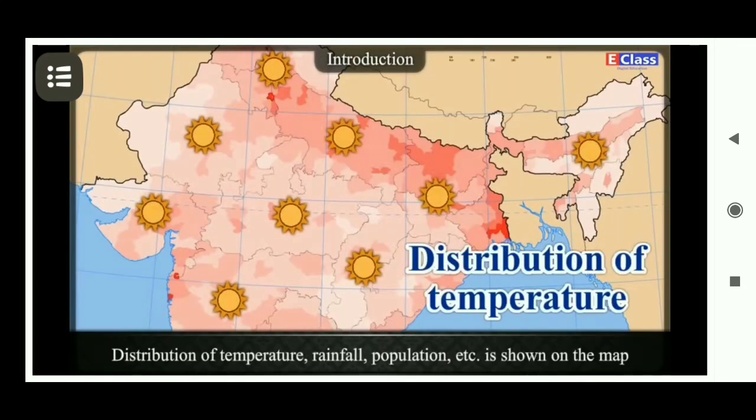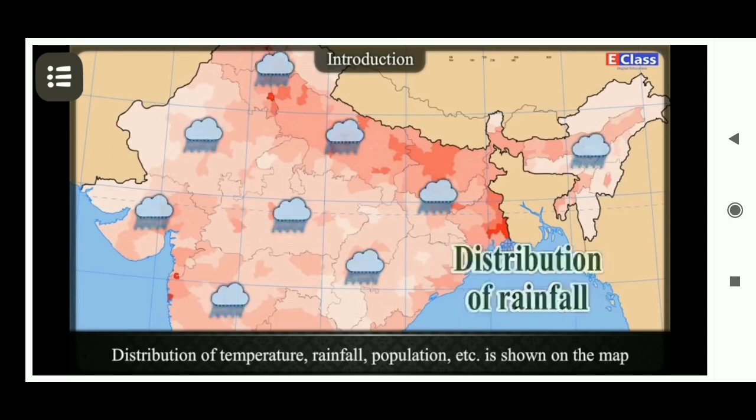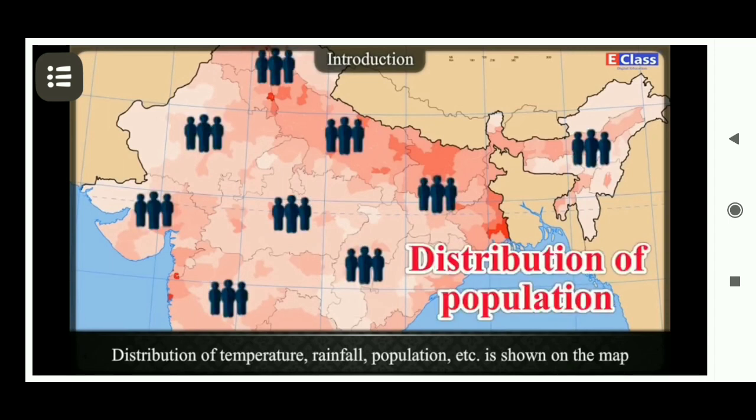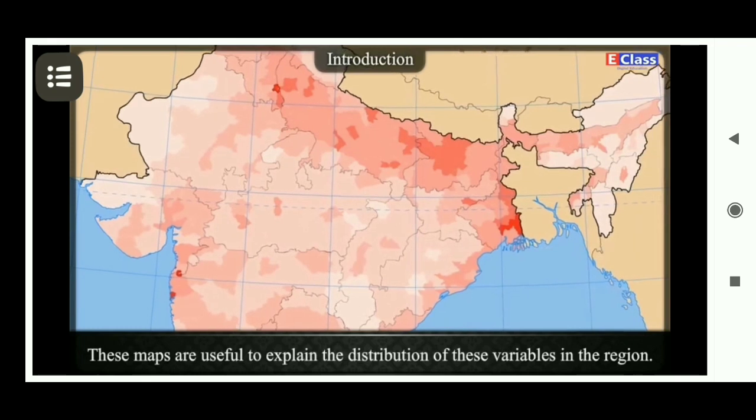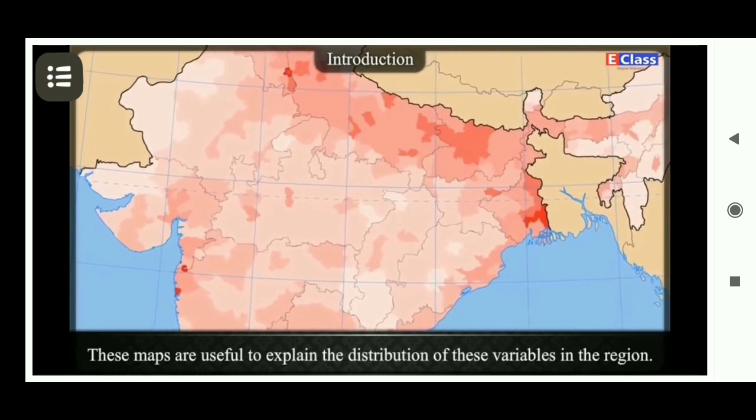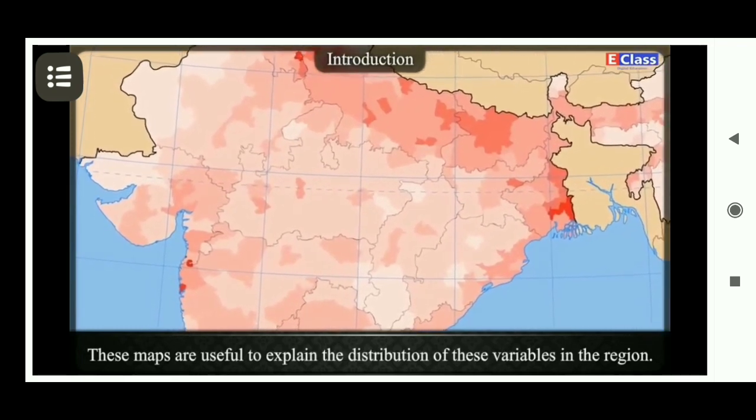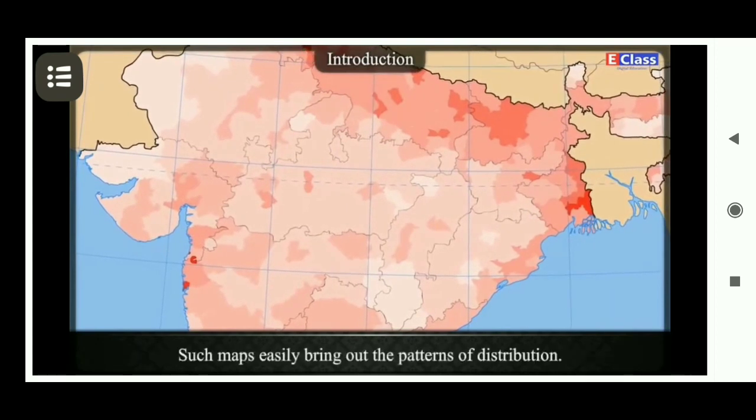Distribution of temperature, rainfall, population, etc. is shown on the map according to the data of these variables. These maps are useful to explain the distribution of these variables in the region. Such maps easily bring out the patterns of distribution.